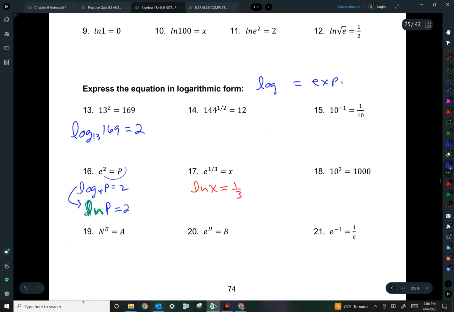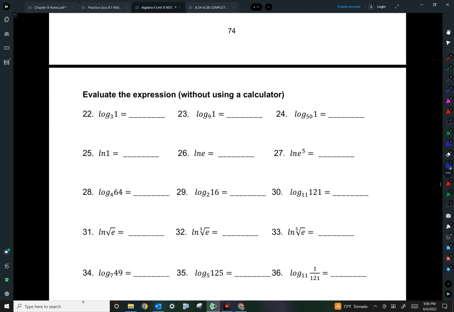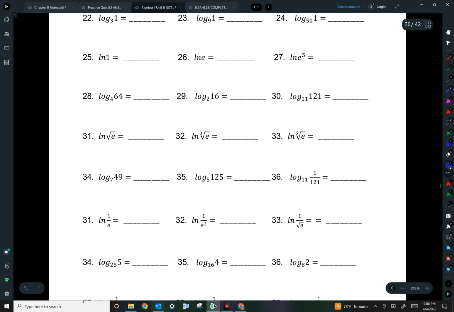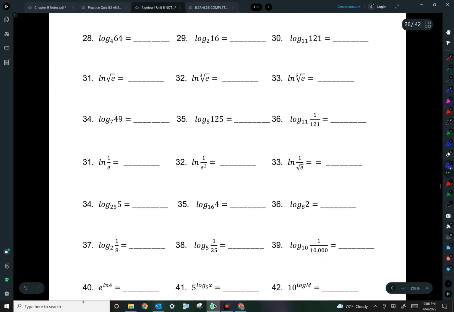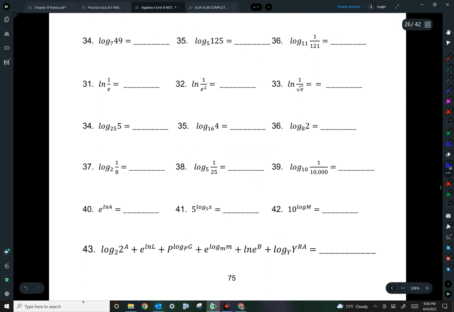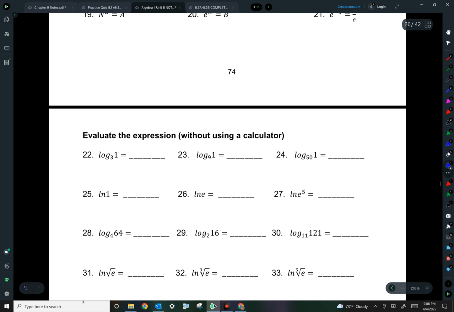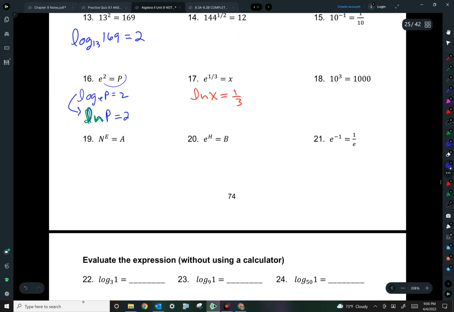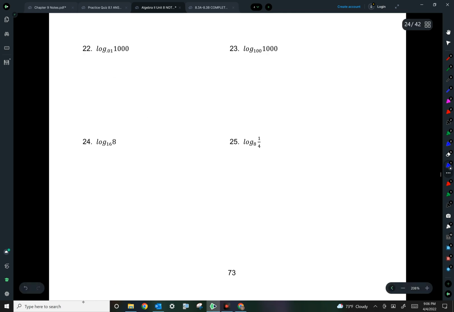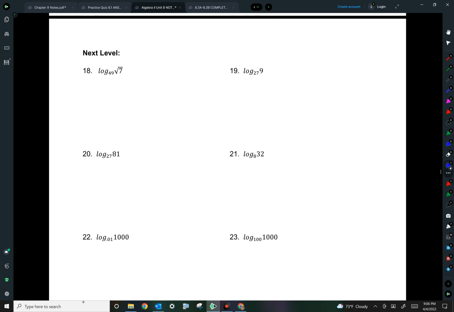Again, maybe you want to try a few on page 75. I would say really all the way down to 43 are kind of what we just practiced. All right, so I would practice some of those, but then you can come back and we can look at these that I'm calling next level. Okay, here's why I'm calling them next level. So here's what I'm thinking.